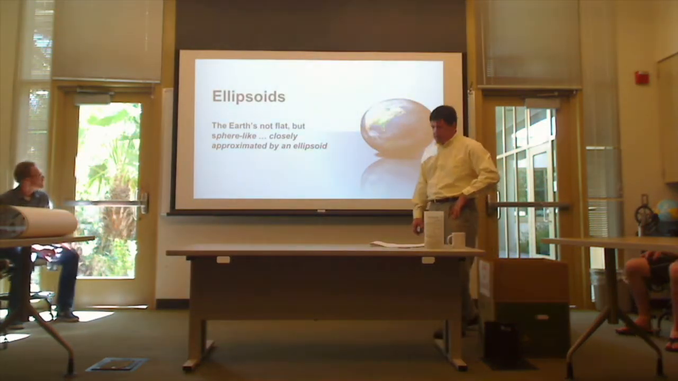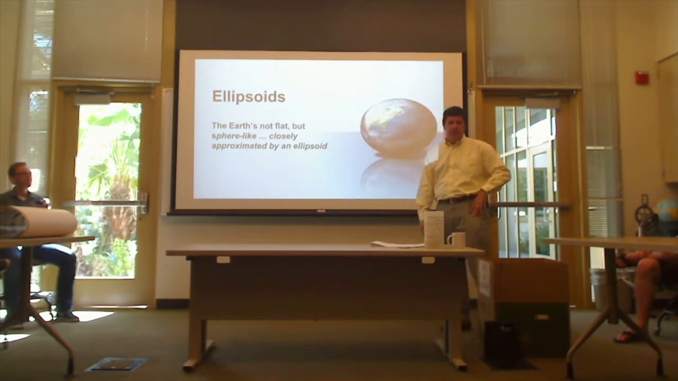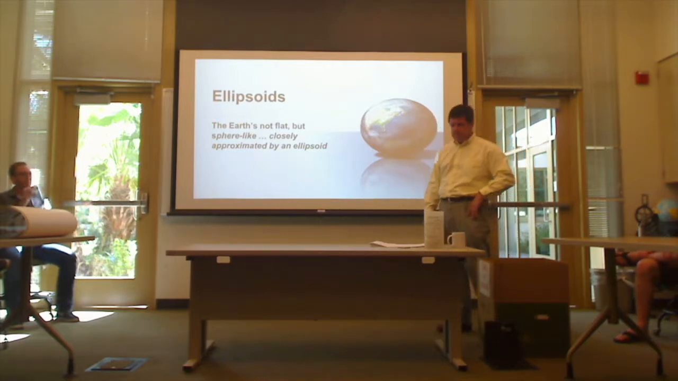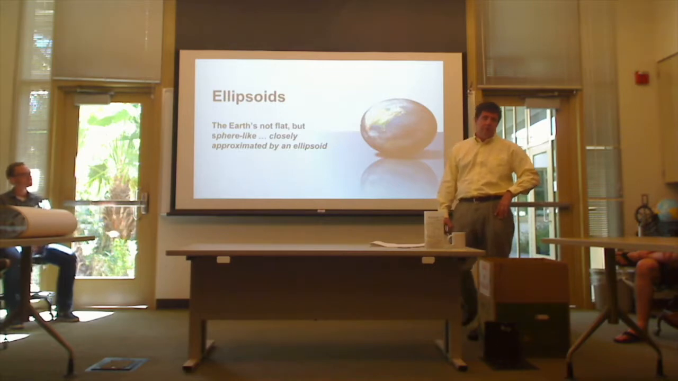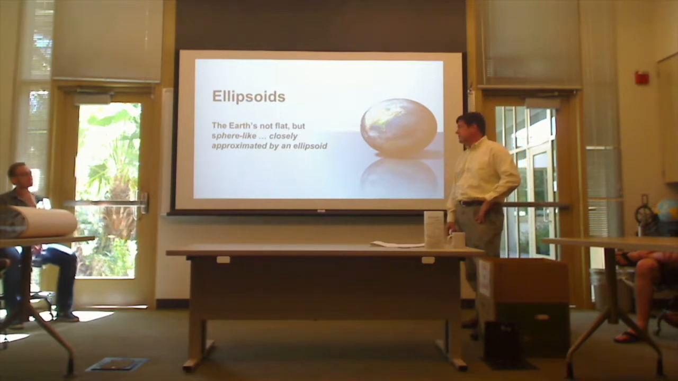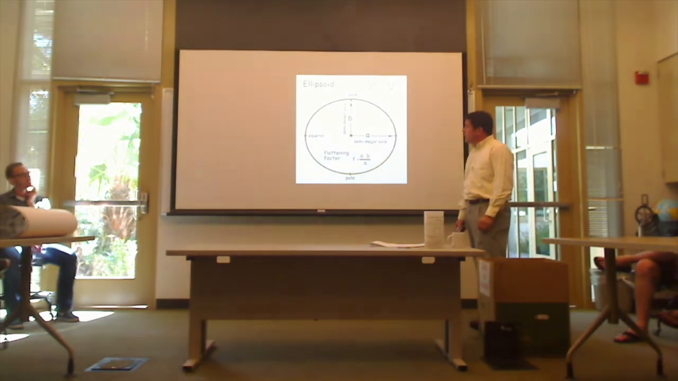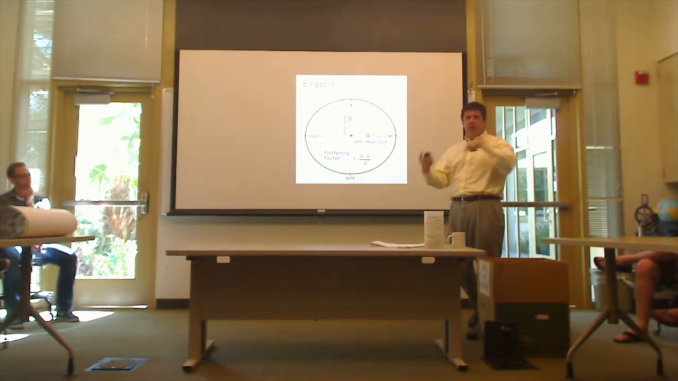So, of course, the Earth's not a perfect sphere, and that creates all sorts of problems. For mathematical purposes and map projections, we use the ellipsoid, rather than the geoid. We'll get to the geoid in a minute. The Earth's pretty well represented by an ellipsoid. What is that? Well, it's a revolution of an ellipse about one axis.